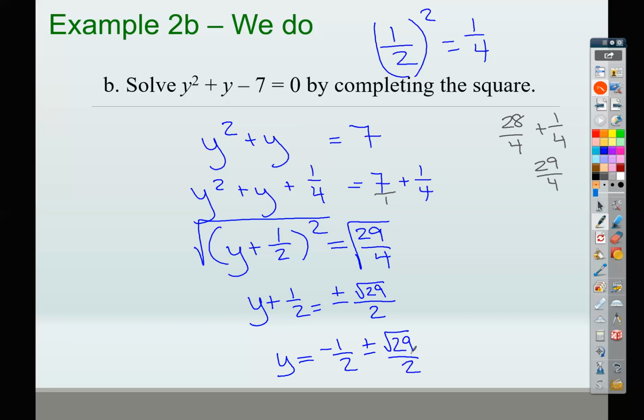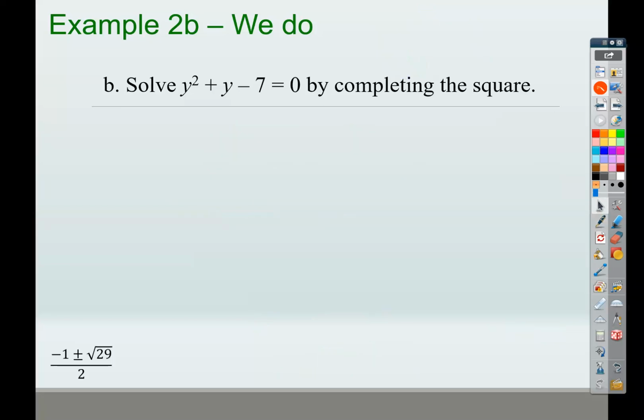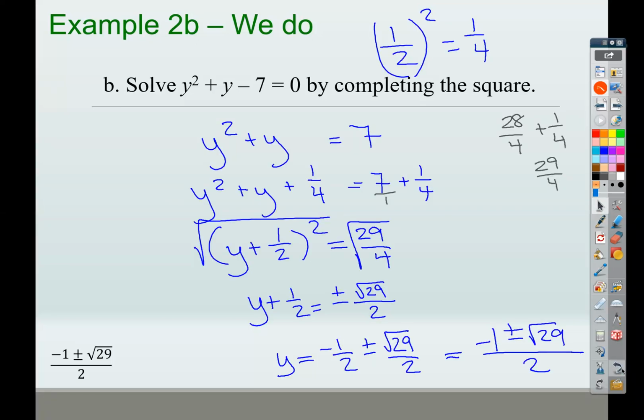Now you can't combine anything else because you can't combine the 1 and the 29, because the 29 is a radicand and the 1 is not. But you can, if you want to, combine all the numerator together since you have the same denominator. And that's your final answer.